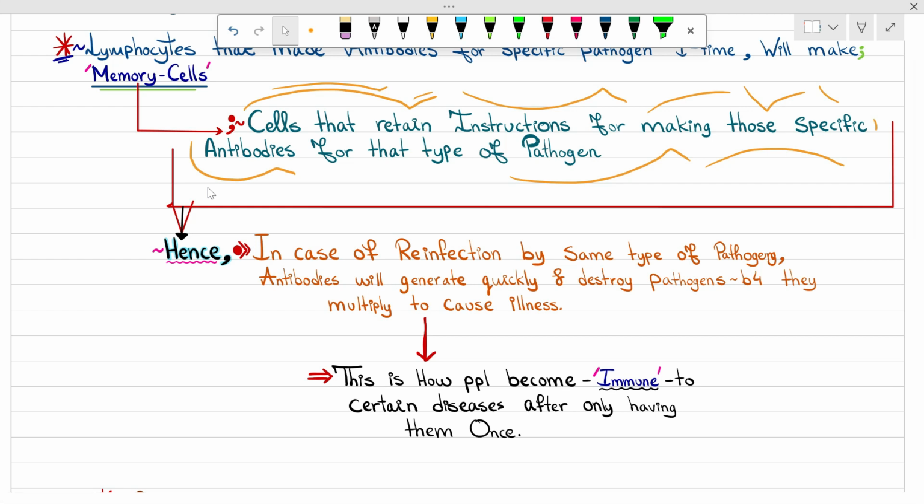This is how people become immune. They encounter a pathogen, become sick, then develop memory cells. After that, the infection will not hurt them again because they're immune. Why? Because the instructions for this antibody and antigen are stored in the memory cells.